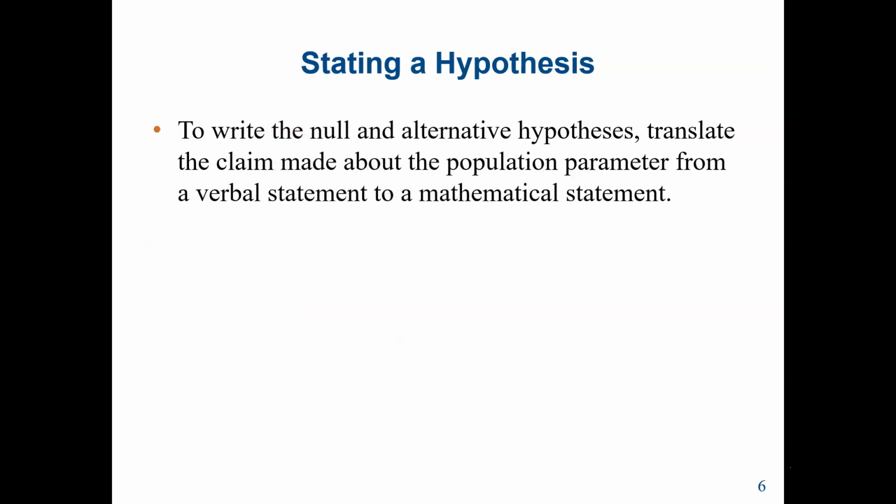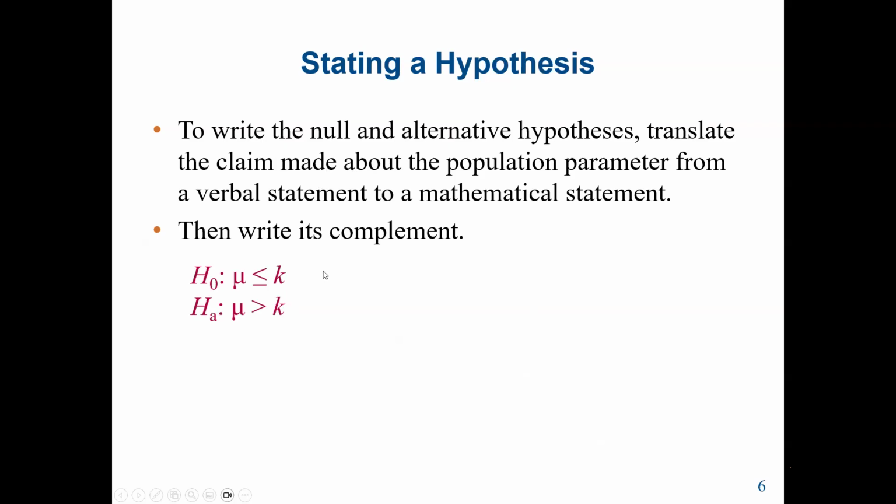So next, stating hypotheses. Here we say to write a null and alternative hypothesis, we translate the claim made about the population parameter from the verbal statement to a mathematical statement. So we can write its complement. For example, if H0 is about the population mean, if the population mean is less than or equal to K, then HA means the population mean will be greater than K.